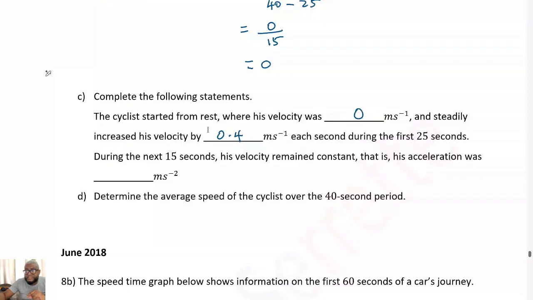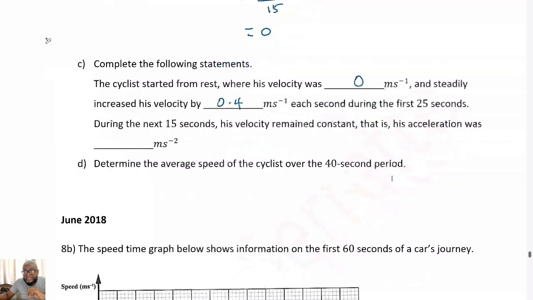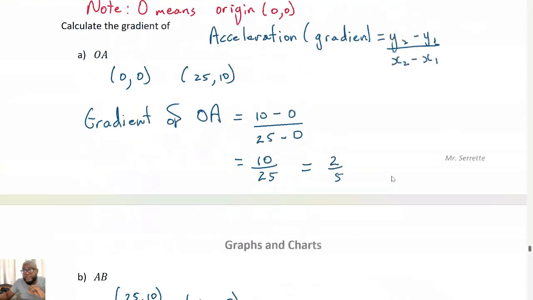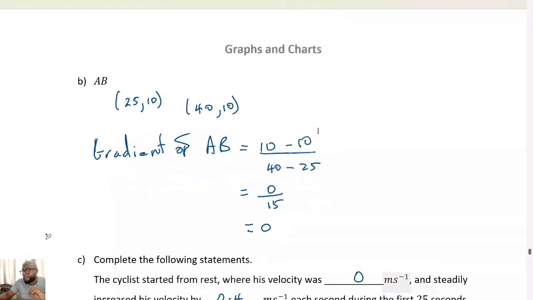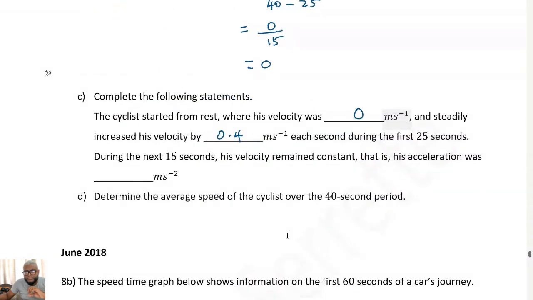During the next 15 seconds, his velocity remained constant. That is, his acceleration was what? If your velocity is constant, what is your acceleration? Anybody? Rudra? 0, sir. It's going to be 0 meters per second squared.